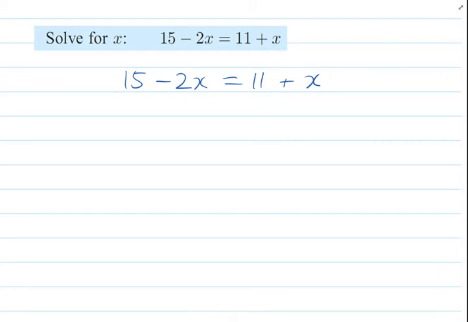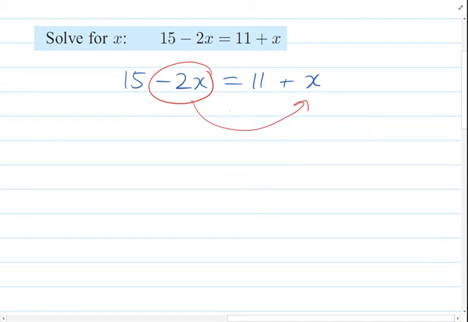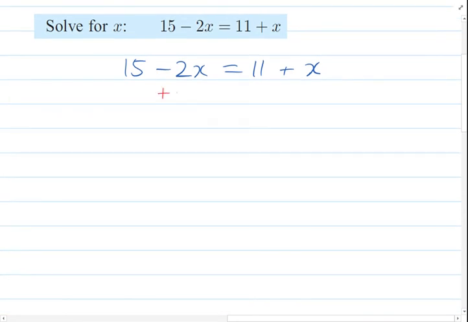So because we've got x's on both sides, I'm going to make it so that we've got x's only on one side. So if I'm looking at this 2x, if I wanted to combine it with this x here, then I'd have to apply the opposite of subtracting 2x. The opposite of subtracting 2x is adding 2x. So I'm going to add 2x to both sides.